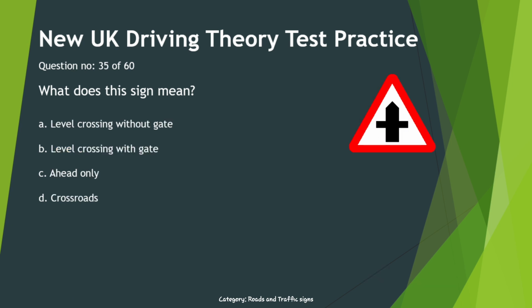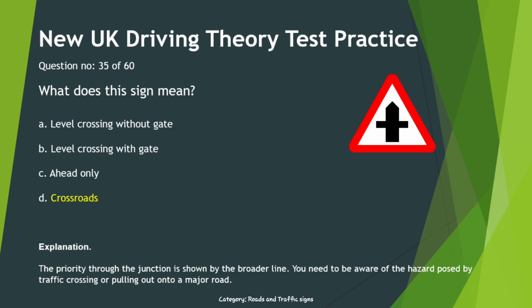Question 35 of 60. What does this sign mean? A. Level crossing without gate. B. Level crossing with gate. C. Ahead only. D. Crossroads. The correct answer is D. Crossroads. Explanation. The priority through the junction is shown by the broader line. You need to be aware of the hazard posed by traffic crossing or pulling out onto a major road.